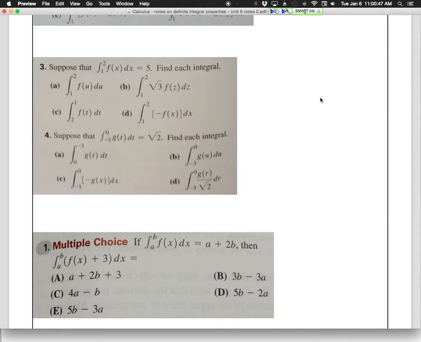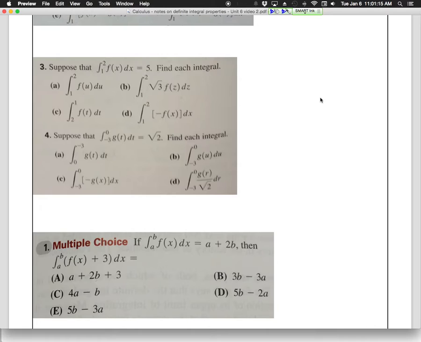All right, part B. Harrison, the integral from 1 to 2 of the square root of 3 f of z dz. 5 times the square root of 3. C. Pauline, the integral from 2 to 1 of f of t dt. -5. Chelsea, D. The integral from 1 to 2 of negative f of x dx. -5. Any questions on those 4?